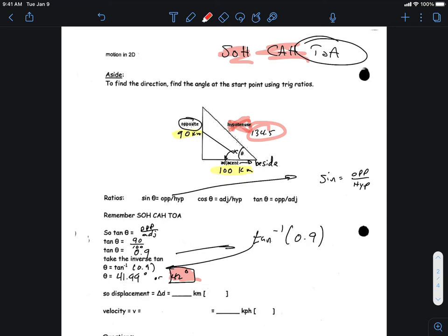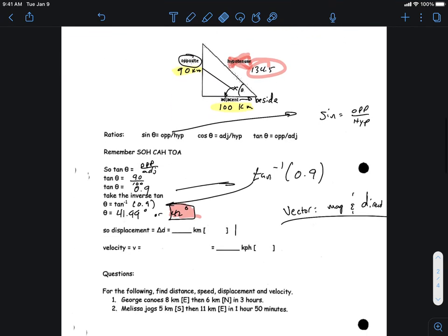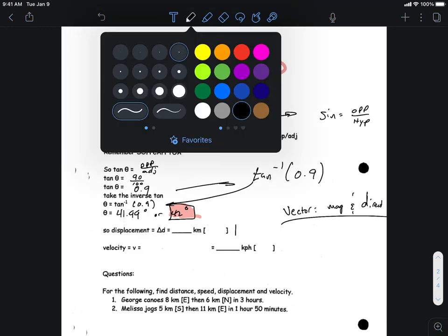So then we can actually write out what the displacement vector is, right? Remember, a vector is comprised of a magnitude and direction, right? And so that's what this is doing. We have one part here left, right? We know the displacement, the magnitude, how big the vector is. We know it is 134.5 kilometers.